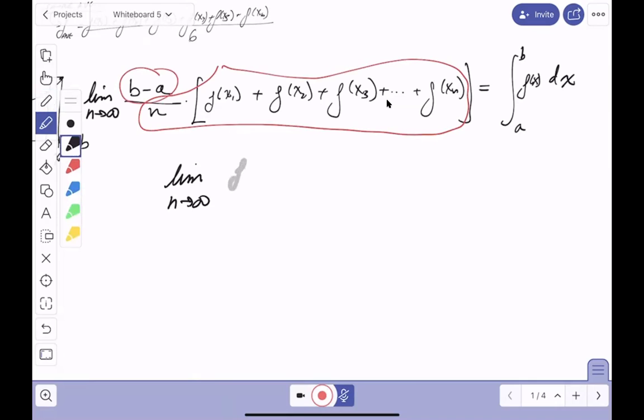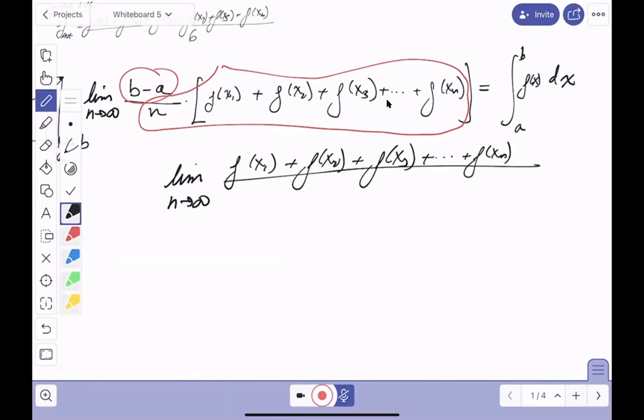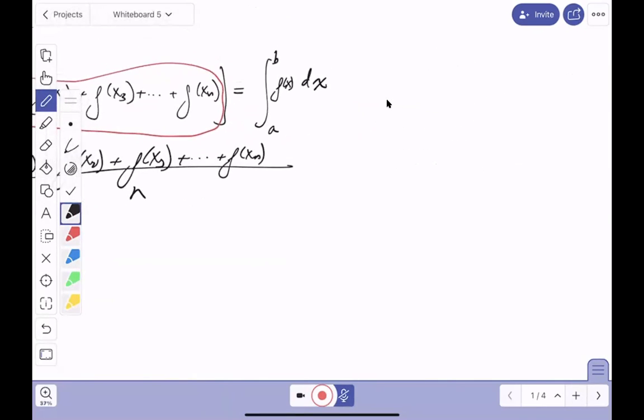this. Sorry about that. f of x1 plus f of x2 plus f of x3 plus yada, yada, yada, up to f of xn over n is the same thing as 1 over b minus a. I'm dividing both sides by that, by the way. The integral from a to b, f of x dx.